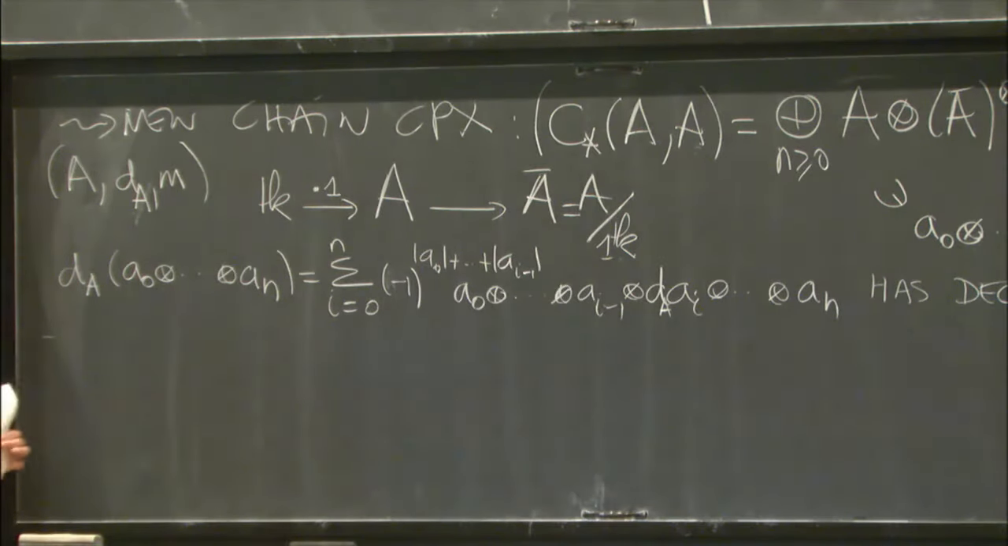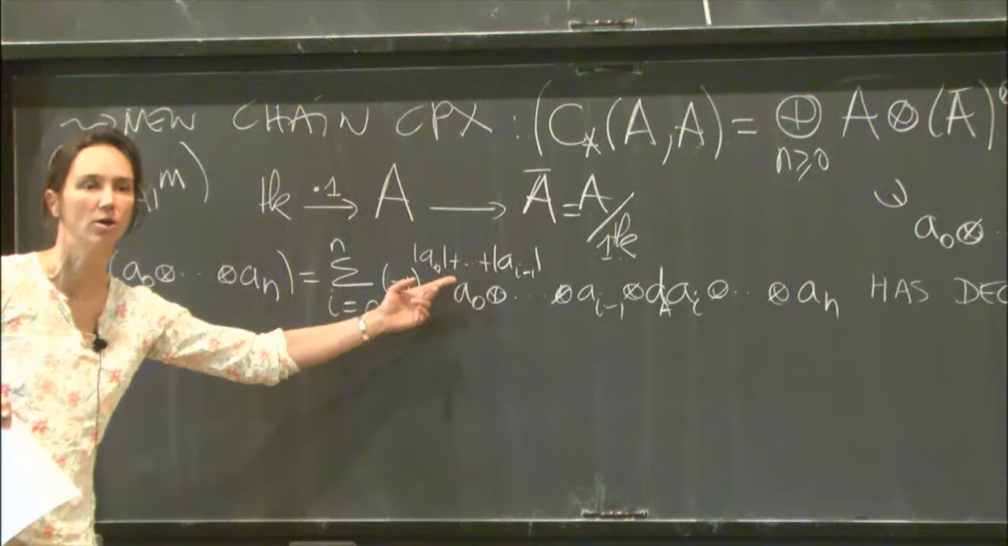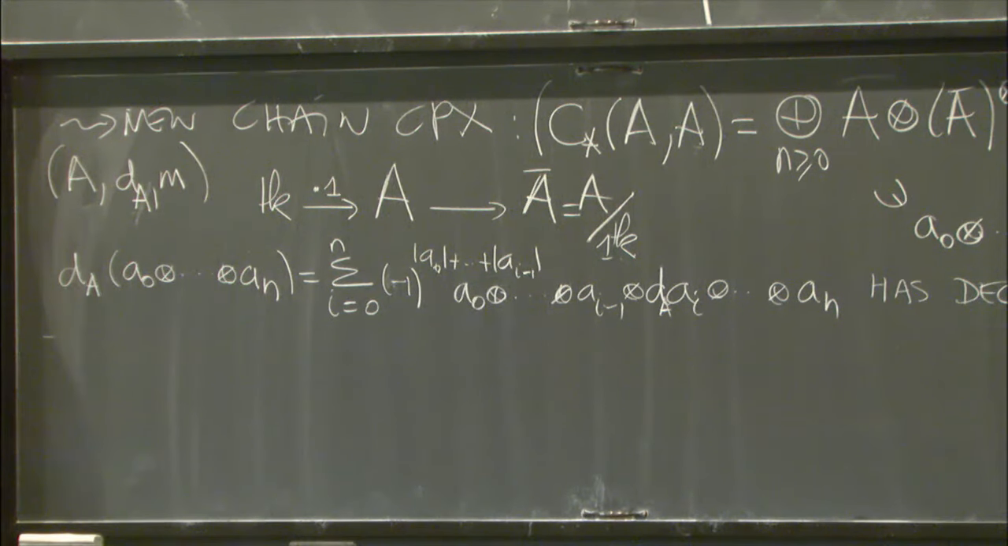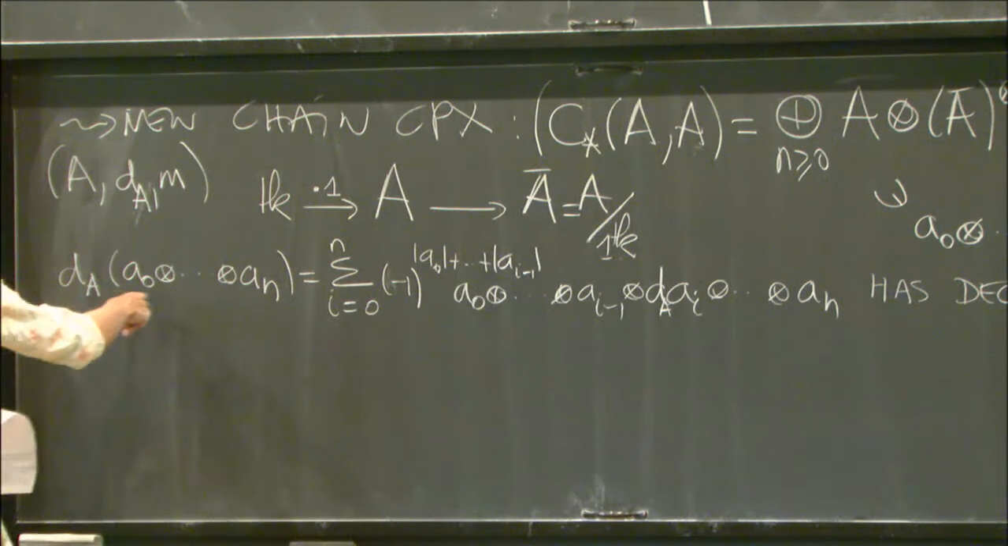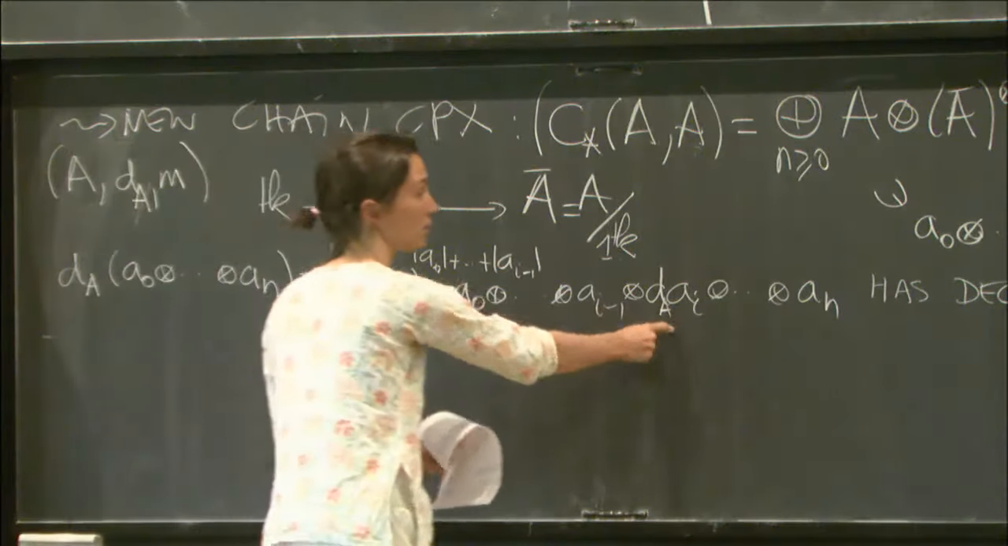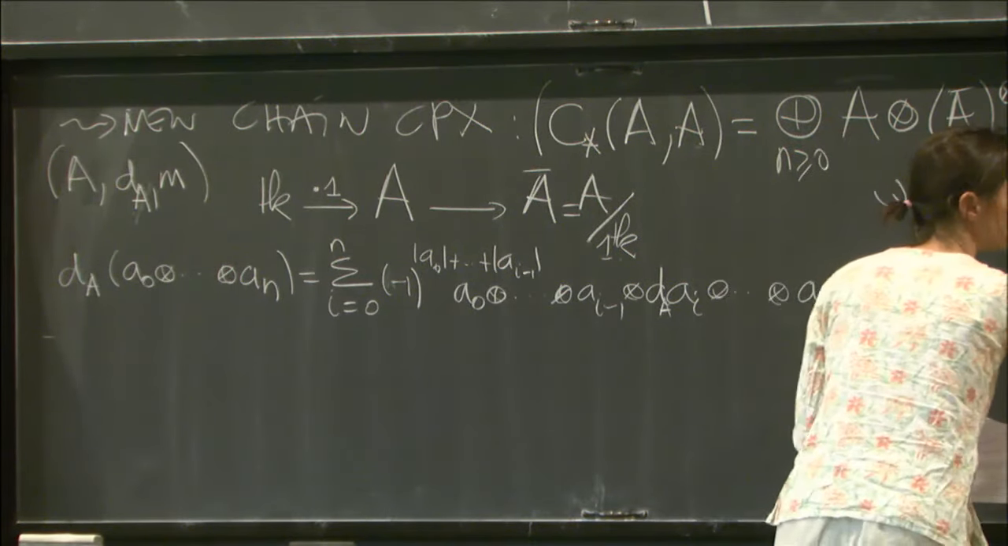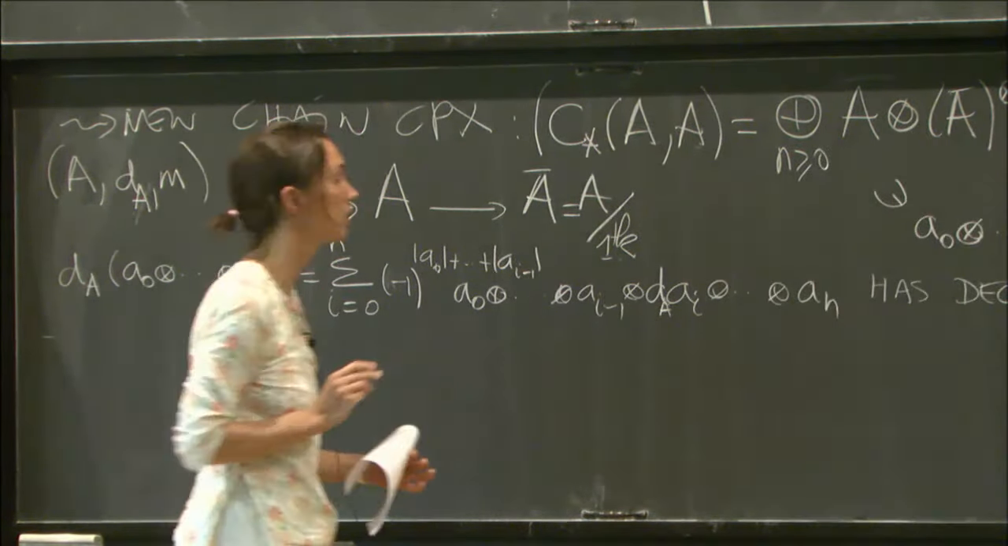In the exercises, I let you work out why there should be a sign. But this is the sign for this differential. So we take the differential at every place. So this decreases the degree by 1 because our degree took into account these degrees. So it goes down by 1.